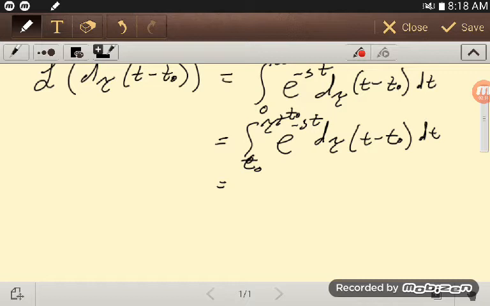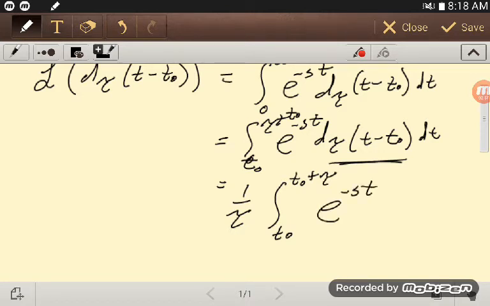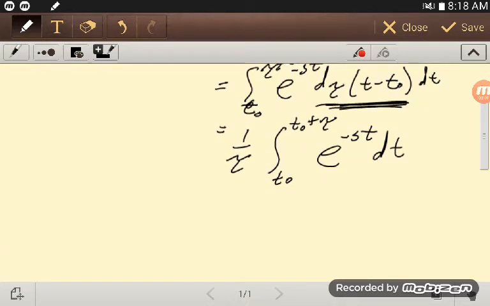On that interval, this function just has a height of 1 over tau, so it's a constant, and we can factor that out. So that's 1 over tau, integral from t0 to t0 plus tau of e to the minus st dt. Okay, so, right, that just had a constant value of 1 over tau. Factor that out, and it's 0. It was 0 everywhere else, so that's why we got down to this interval.